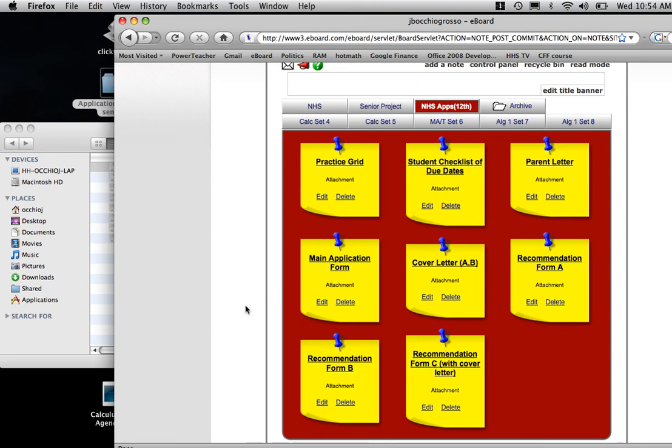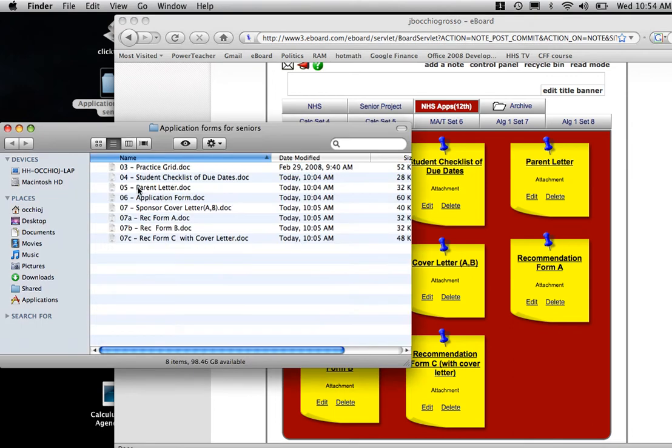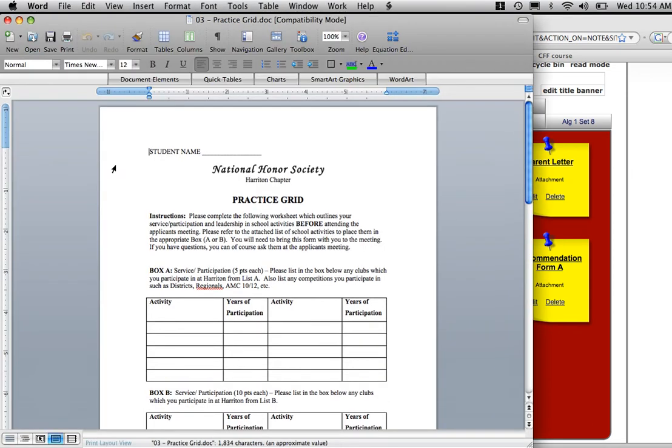You can see they're all attached on each post-it note. I'm going to be opening them up from my hard drive, but you can download them and see the exact same files that I have. The first of which is a practice grid, which I'm going to open now.